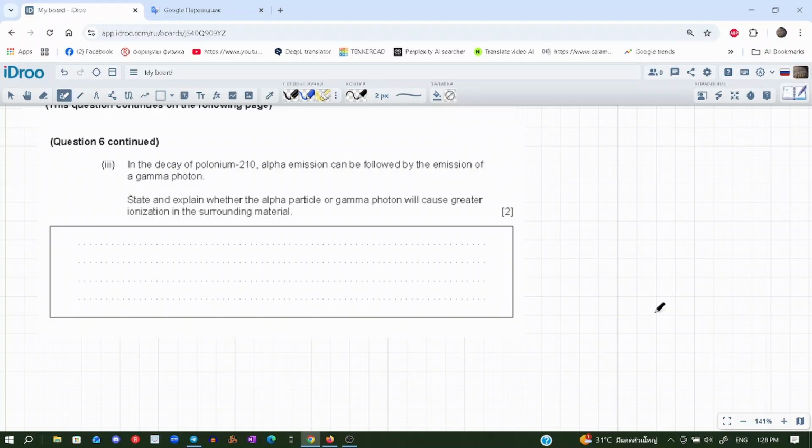So gamma photon is more penetrating than alpha particle, but alpha particles can cause greater ionization. Alpha particles can cause greater ionization, but gamma photons are more penetrating. And it's enough to say here.